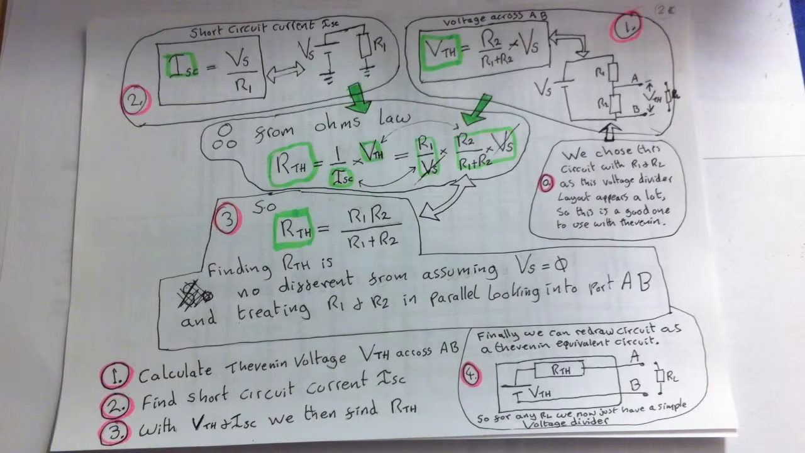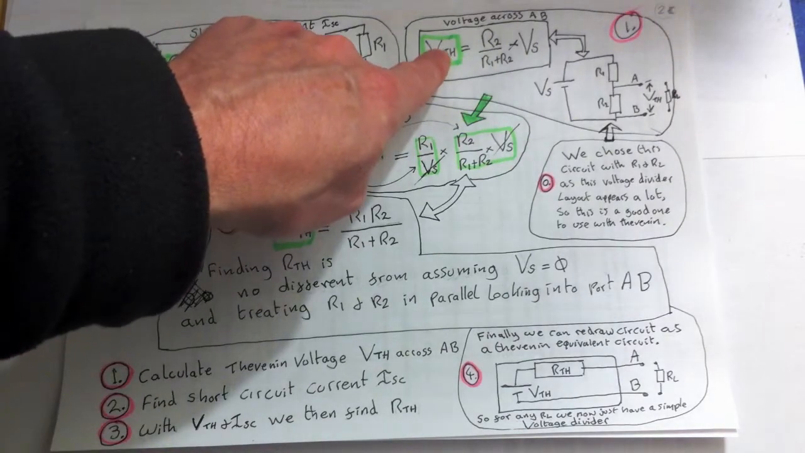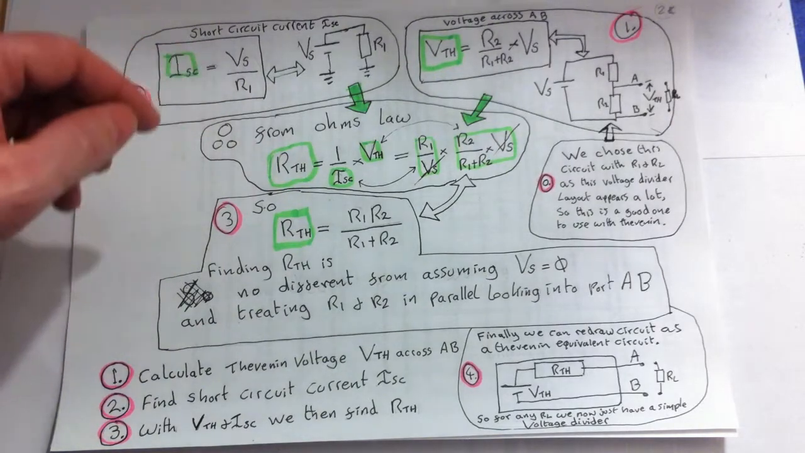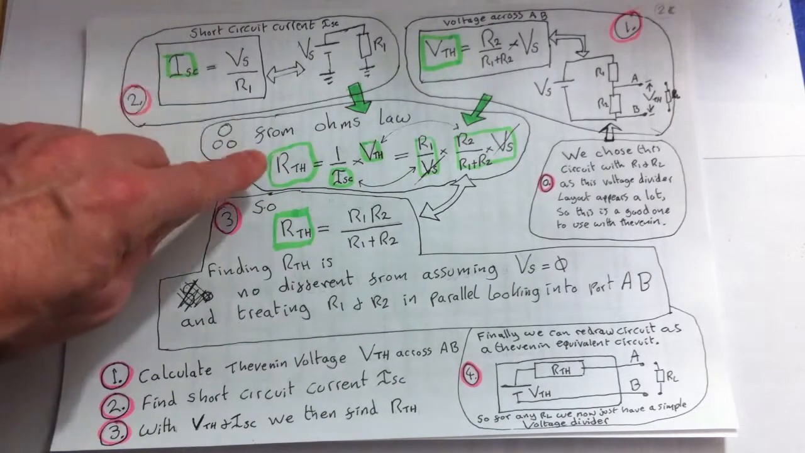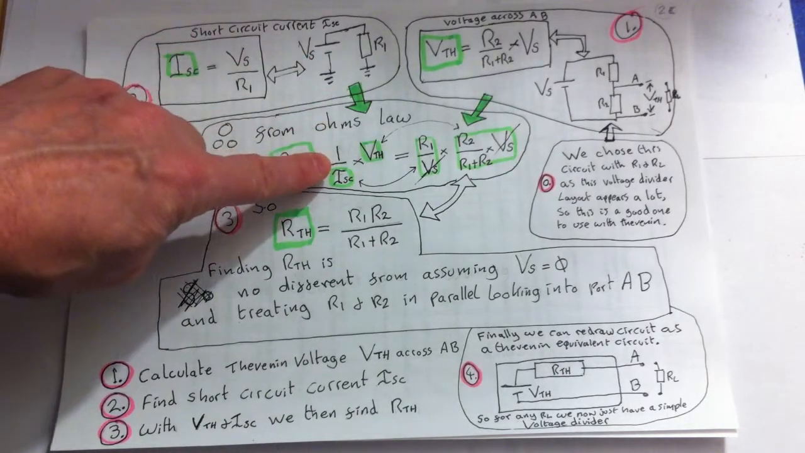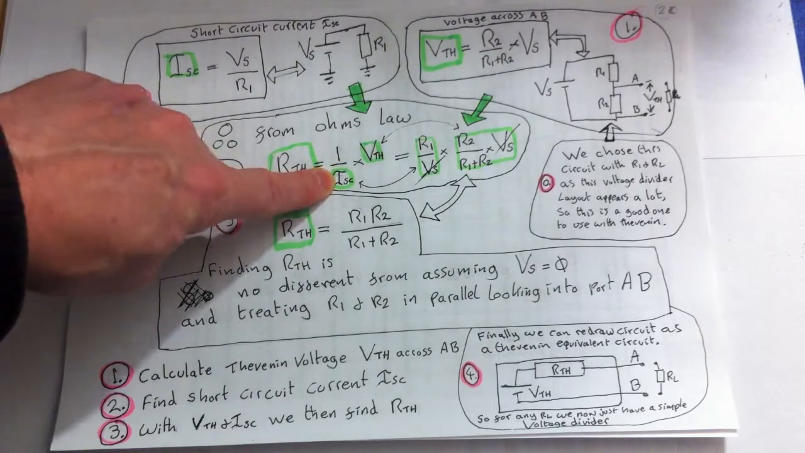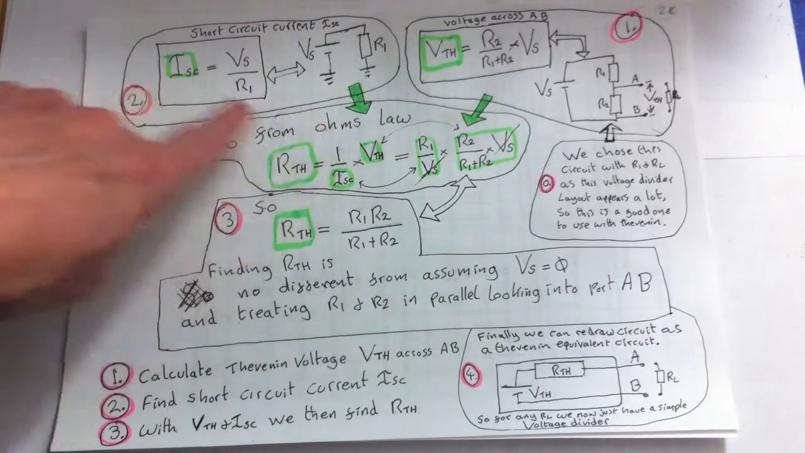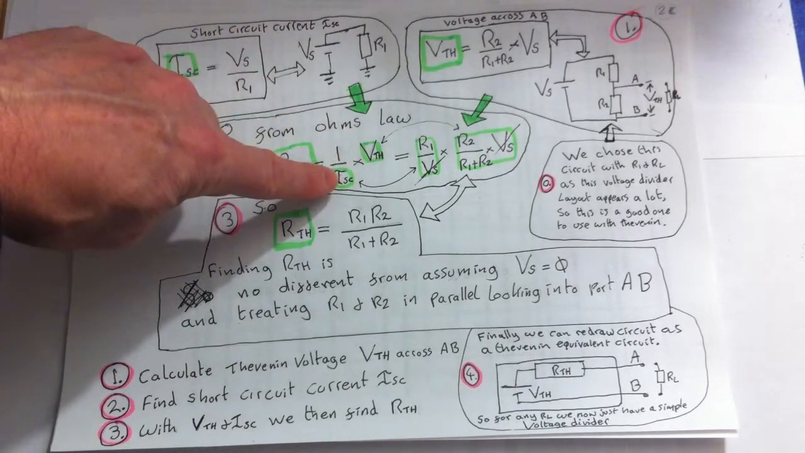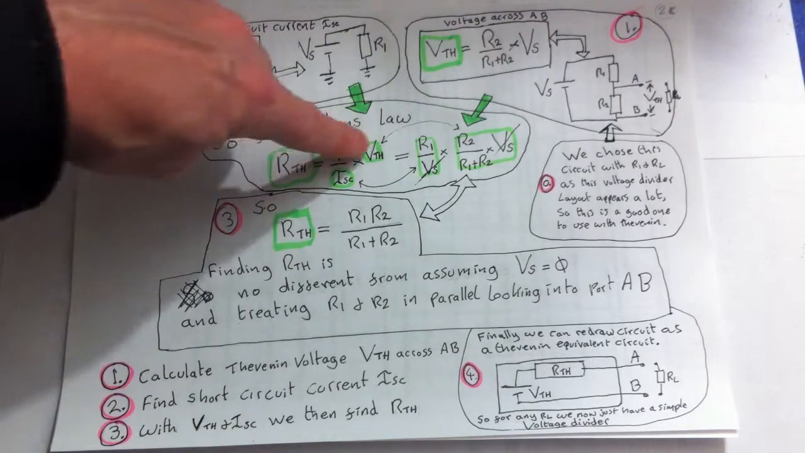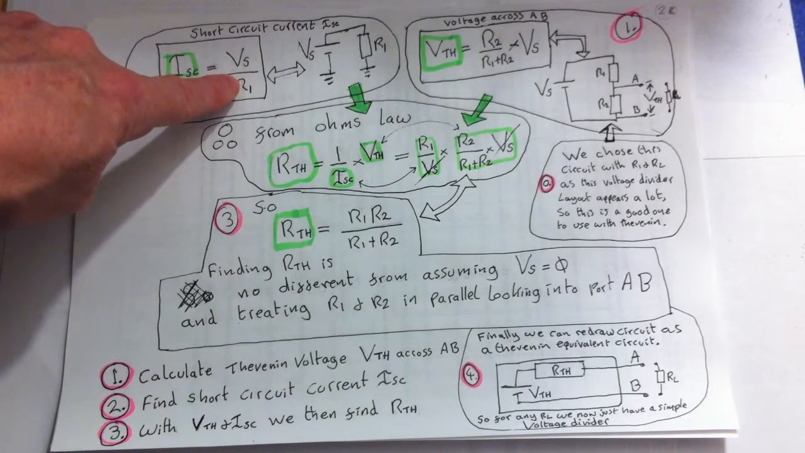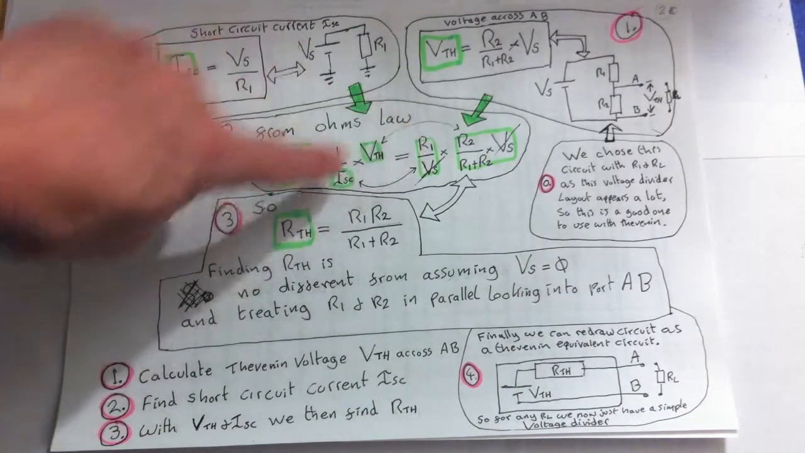Now to find the Thevenin resistance, all we need to do is divide the output voltage by the short circuit current, and that will give us the output resistance, or the Thevenin resistance. So that's what we do. We take 1 over the short circuit current, which is the same as saying Ohm's law, voltage over current. I've written it out like this so that you can see the equivalence here. So 1 over IS is simply R1 over VS.